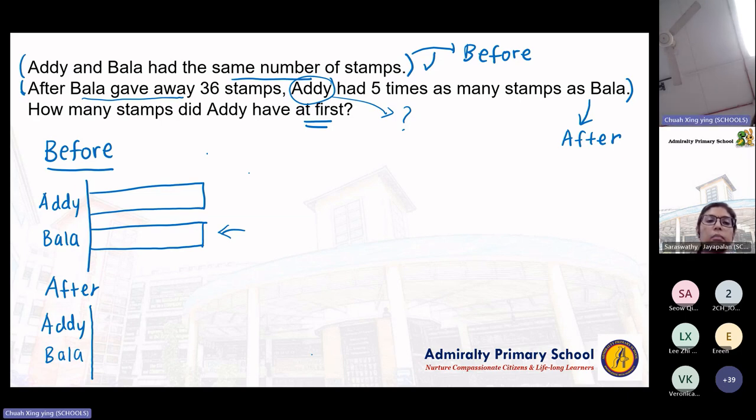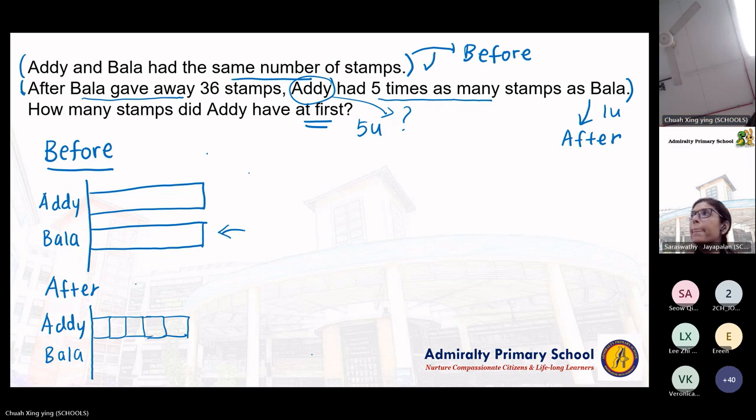All right, remember this. 5 times as many, meaning Eddie now will have 5 units, where Bala is left with 1 unit. And this is the after model. In the after model, Eddie will have 5 units now. 1, 2, 3, 4, and 5. And Bala would have 1 unit left.